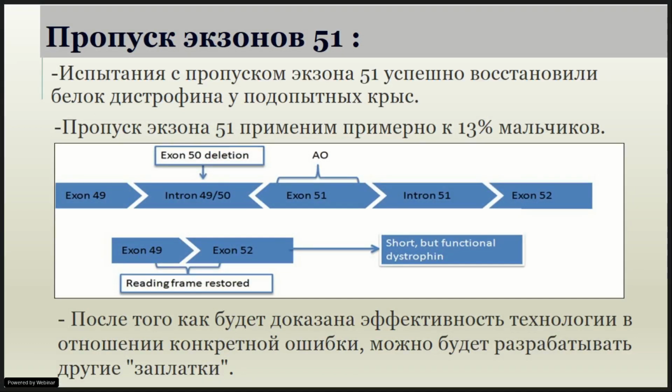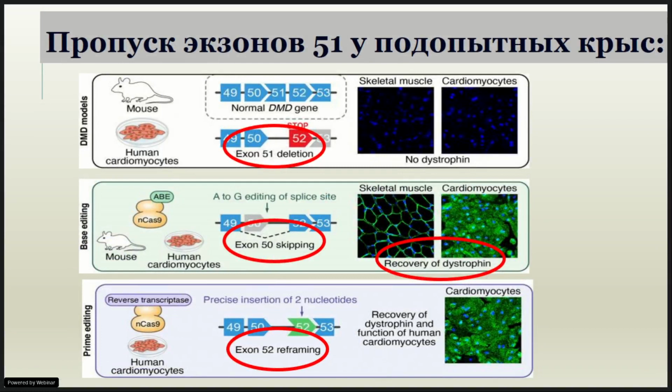Exon 51 skipping trials were successful in restoring the dystrophin protein in experimental rats and will be applicable for about 13% of boys with Duchenne muscular dystrophy. Once this technology has been established and is effective, it will be possible to design other patches and to treat other types of mutation.